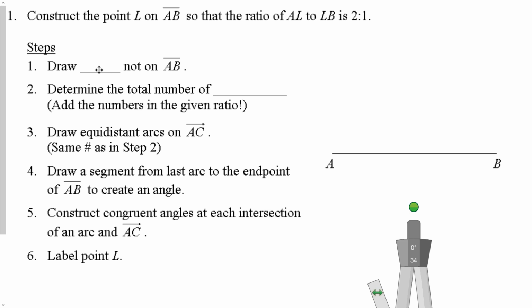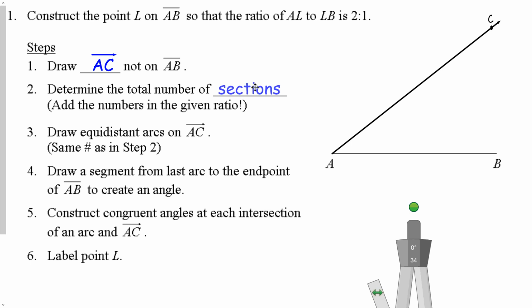The first step in this construction is to draw a ray. In this case, we're going to call it AC, that is not on that segment. We're going to take our straight edge and start at point A. You always want to start at one of the endpoints of the given segment. We're going to draw a nice long ray that would be, in this case, above. It doesn't have to be above, but most people draw it above. Since we just gave it the name AC so that we can use that name in the directions, we'll label that point C as well.